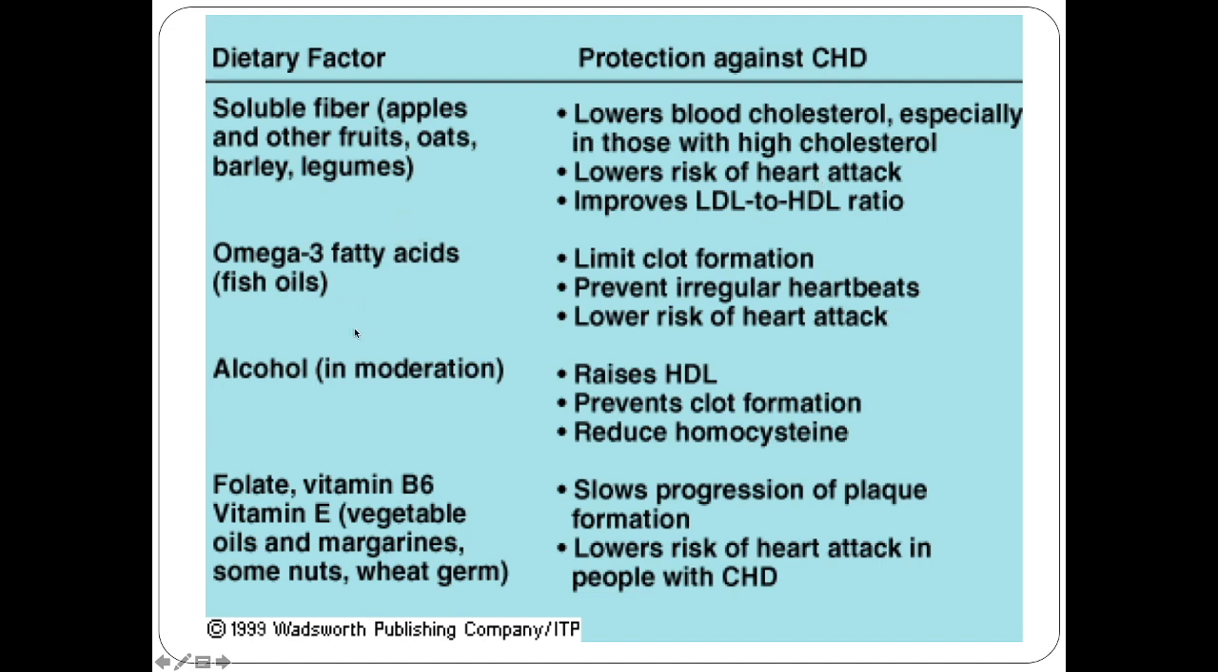Increasing the amount of omega-3 fatty acids in your diet will help limit clot formation and prevent irregular heartbeats, and also lower your risk of heart attack. Interestingly enough, small amounts of alcohol can actually raise your HDL content and prevent clot formation, as well as reducing homocysteine, which is an inflammatory response molecule. And then things like folate, which is also known as vitamin B6, as well as vitamin E from vegetable oils and margarines, can help slow the progression of plaque formation and lower the risk of heart attack in people with CHD.